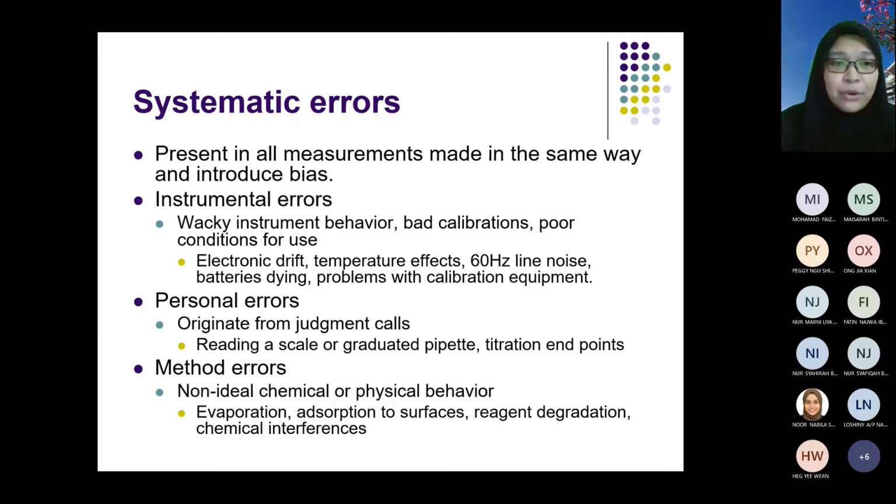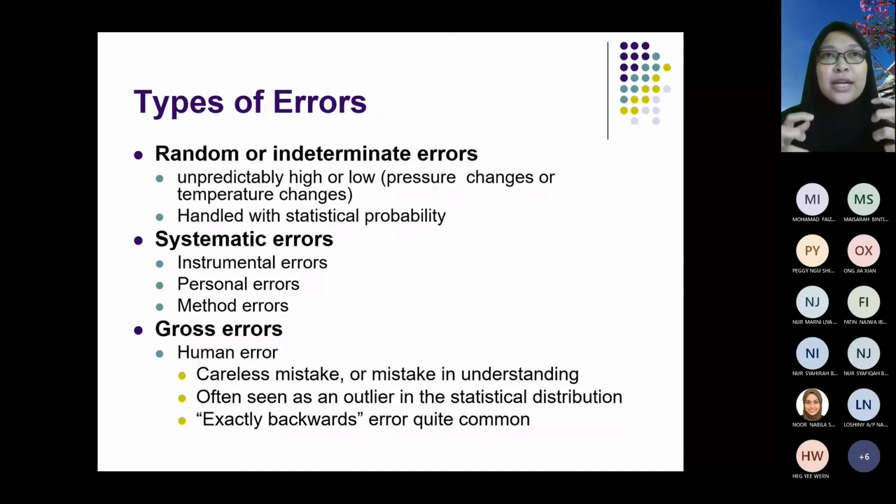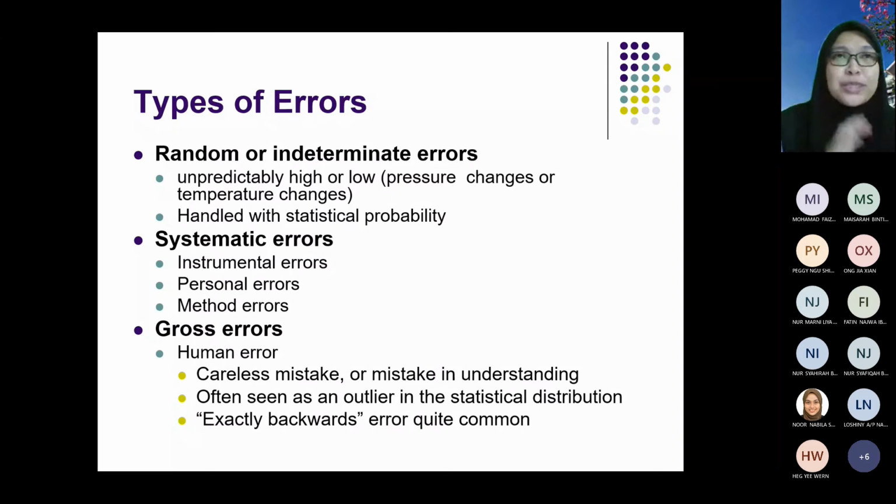Before we move to method error, let's look at the example of gross errors. Just now it is about careless mistakes or mistakes in understanding. Sebenarnya you tak tahu pun burette tu kena baca 2 decimal places. Dia bukan, kalau personal error you dah tahu tapi you decide untuk ambil 1 decimal place. Gross errors, you don't know, or you are careless, patutnya you baca dulu manual tapi tak baca betul-betul. That is human error, under gross errors.